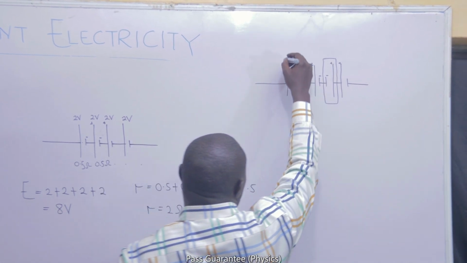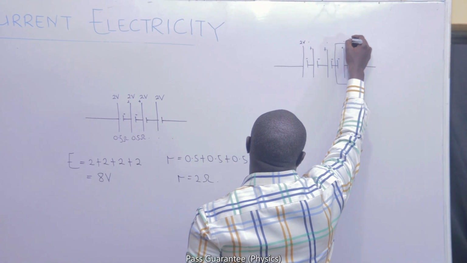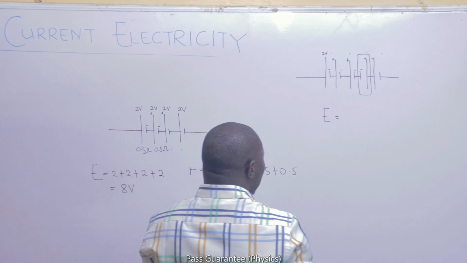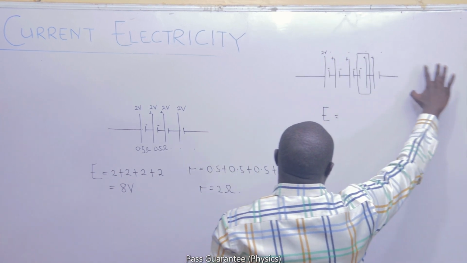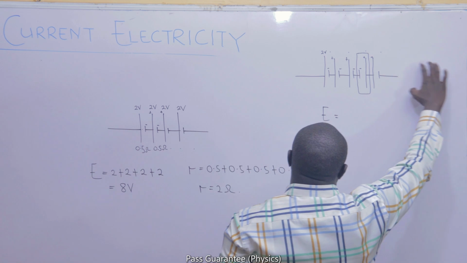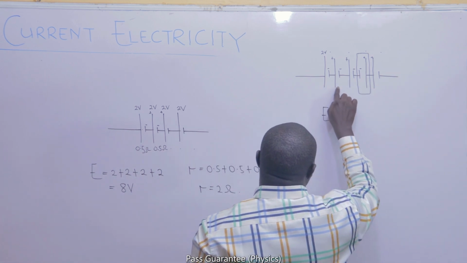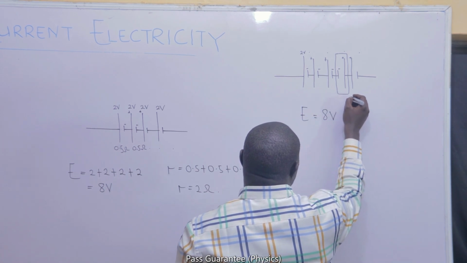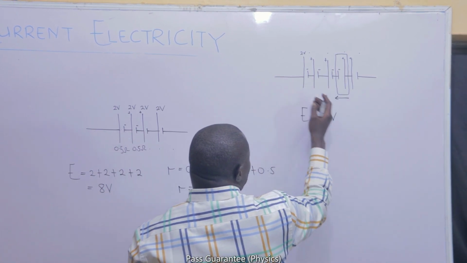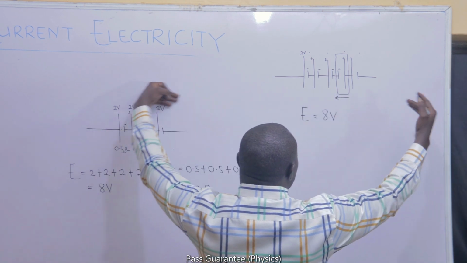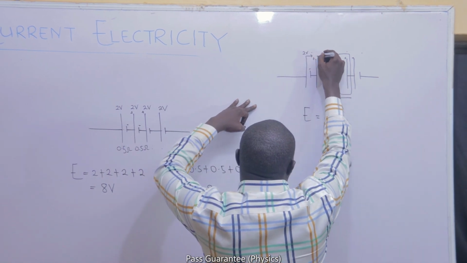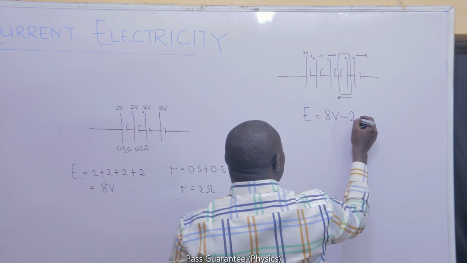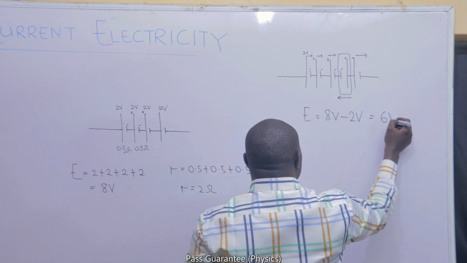Let us assume that they all still have an EMF of 2 volts each. What I always ask my students to do is to add those EMFs in one single direction. So I'm going to add 2 volts plus 2 volts plus 2 volts plus 2 volts. That should be 8 volts. I will now subtract the EMF of the cell in the opposite direction, like finding the resultant of forces in opposite directions. Those cells that are facing one direction, I will add their EMFs together. The one that is facing the opposite direction, I will subtract its EMF from it. So the answer is 6 volts.